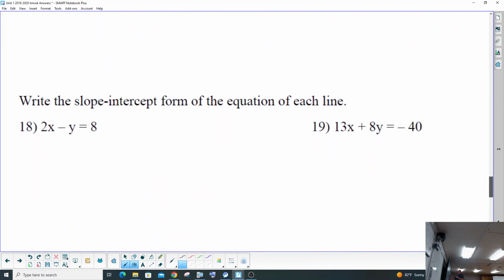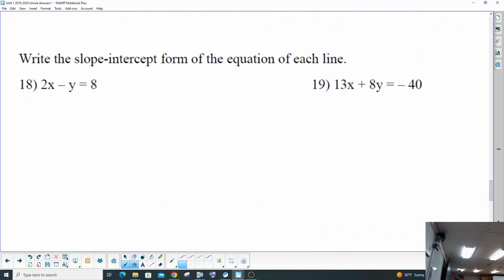Okay, so let's go on to this one now. Write the slope-intercept form of the equation of each line. These are easy too. You're just solving for y, right? So let you practice those on your own as well. I will show you the division thing one more time.